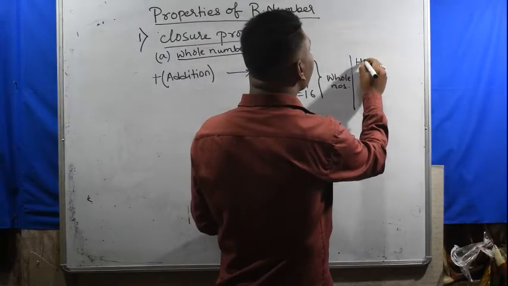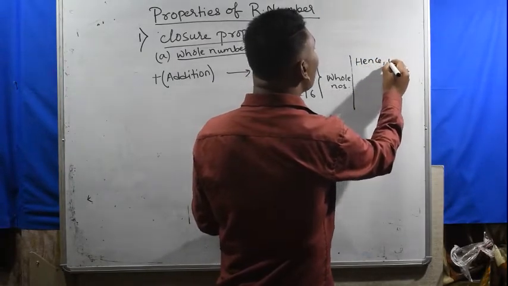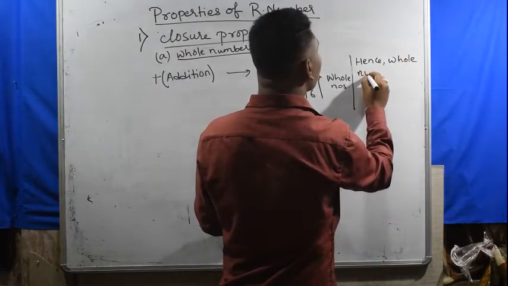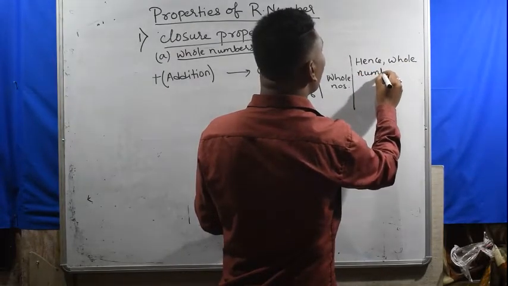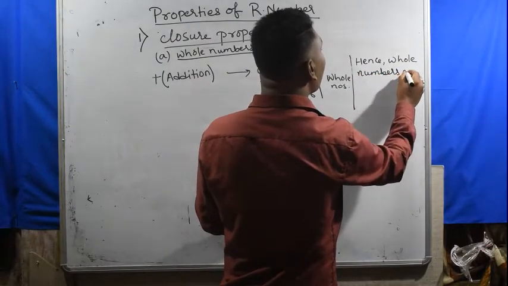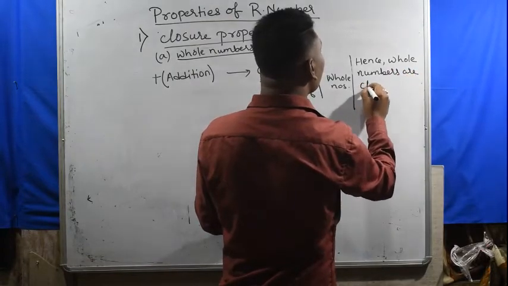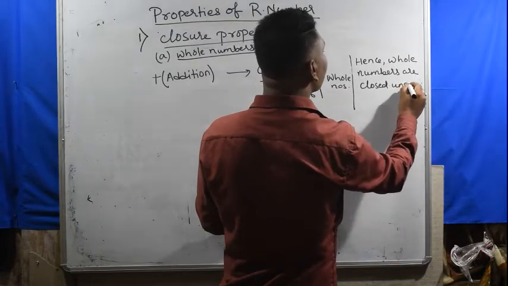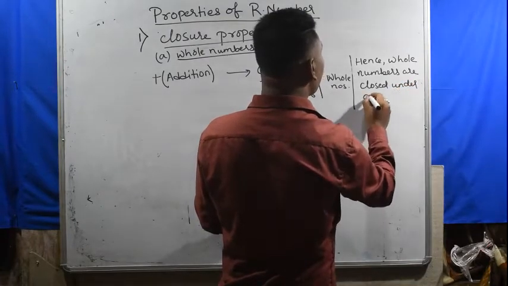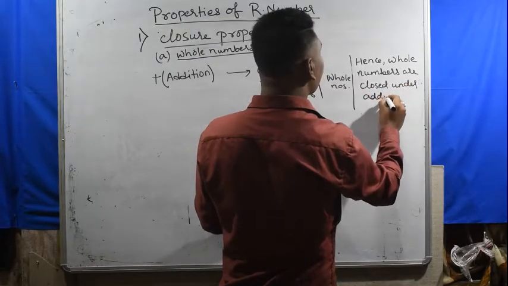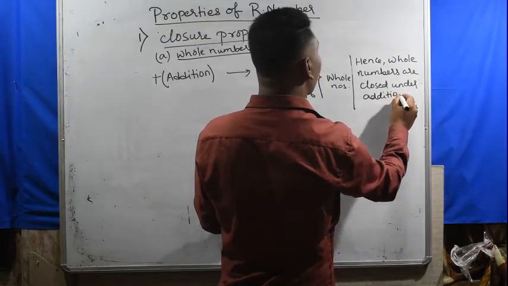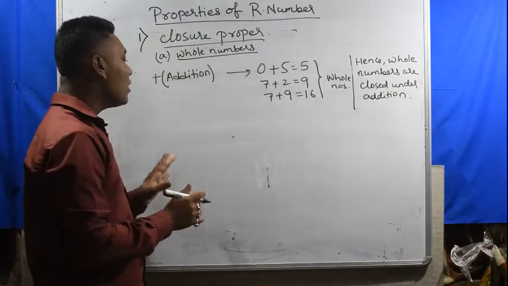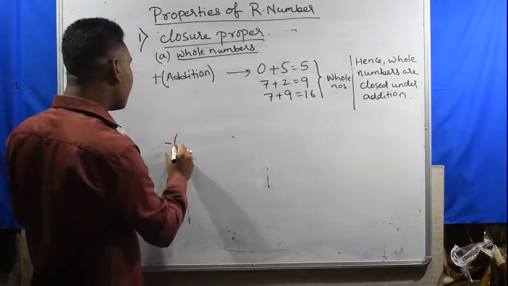Hence whole numbers are closed under addition. This is the basic idea you all have understood. Now let's see for subtraction.